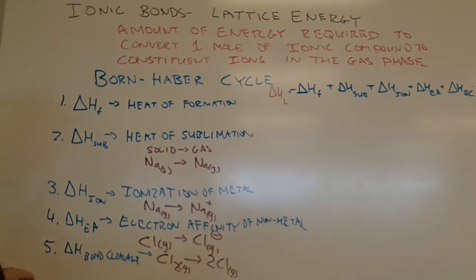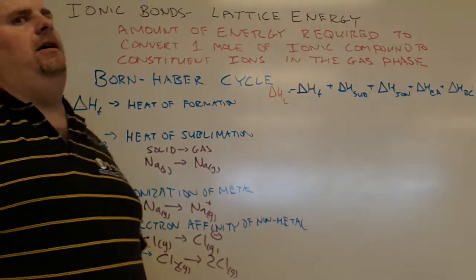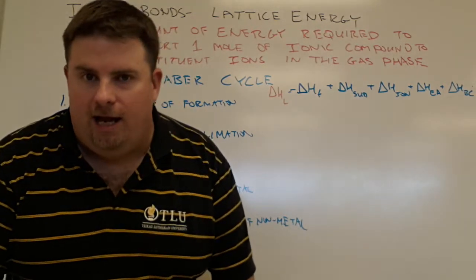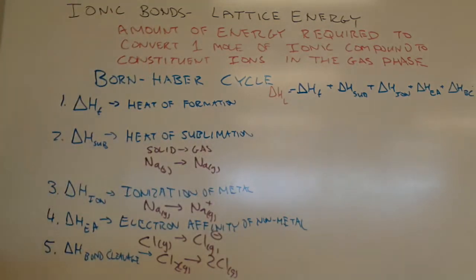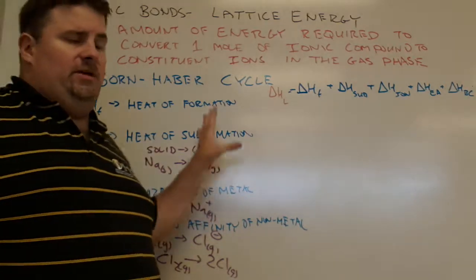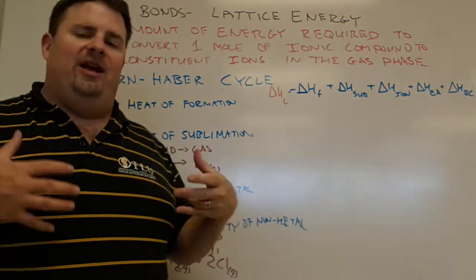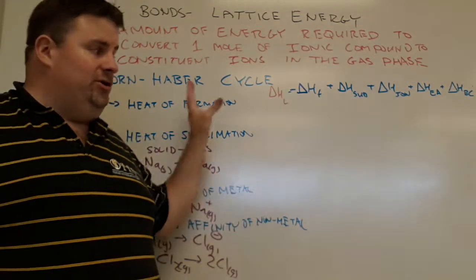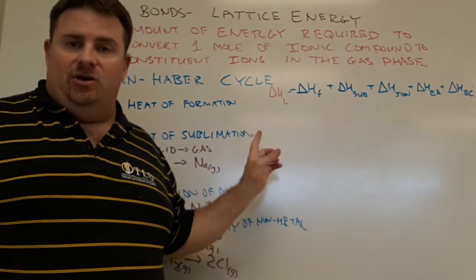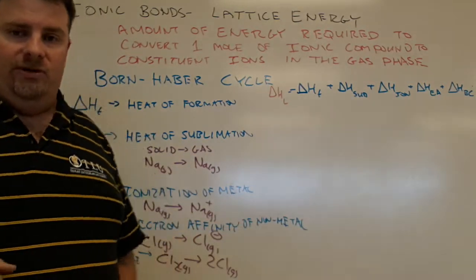Now, you look at this and you're like, oh, there's so much math. Oh yeah, there is math associated with this because this is a sum of several different constituent parts. The Born-Haber cycle is one of these cycles that we can look at and try to predict what these are based on values that we've measured in other parts of science.